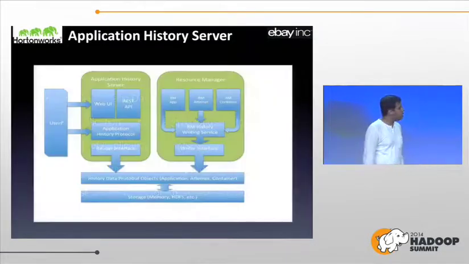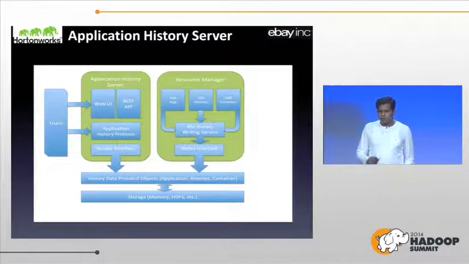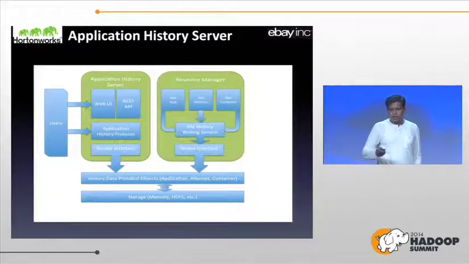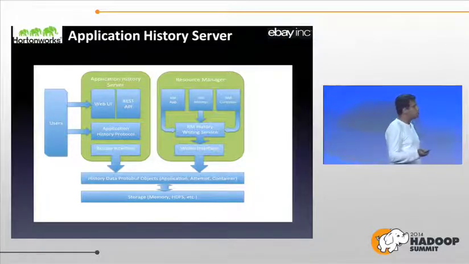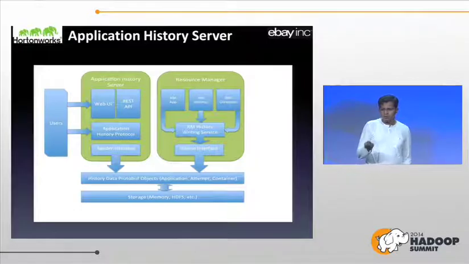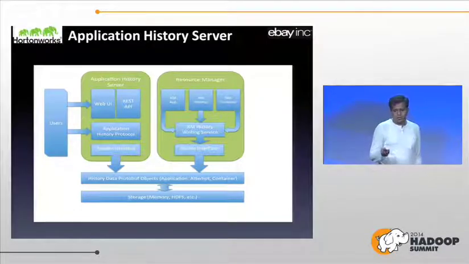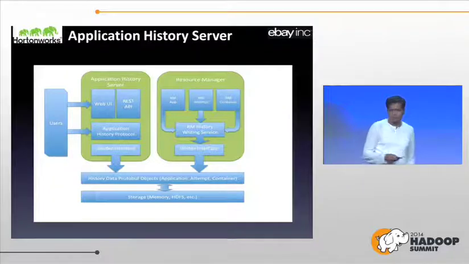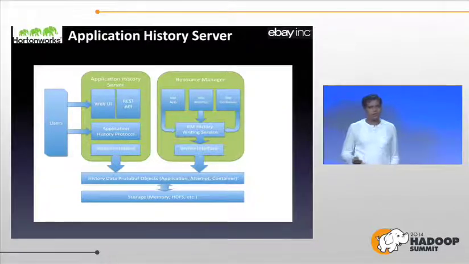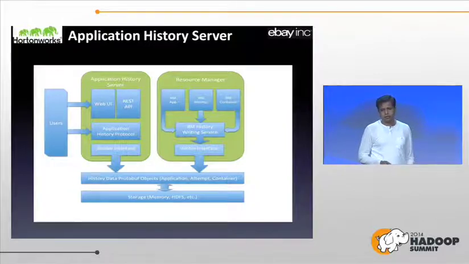So this is the simple architecture for the history server. You have the RM, which writes the RM apps, attempts, and the containers into the history through the writing service, using a writer interface to the storage. And this is multi-threaded, so as soon as the application finishes, it writes. There are multiple threads, so this is how you're not blocked; this is not serial.